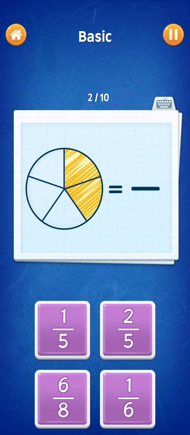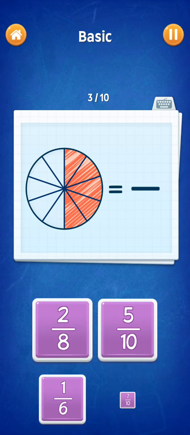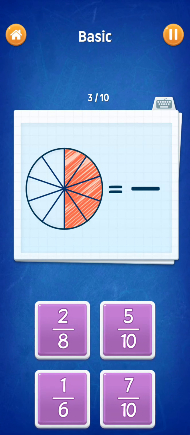So here you can see 5 boxes. How many boxes? 5 boxes. In 5 boxes, how many boxes are colored with yellow color? Only 2, no? So the answer is 2 out of 5. Children, which number is coming down in 2 out of 5? It means in 5 boxes, only 2 boxes are colored.